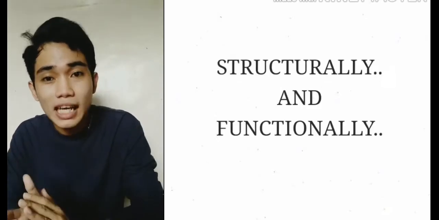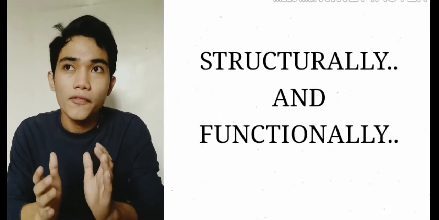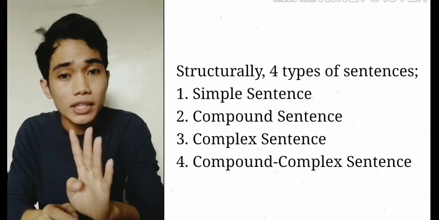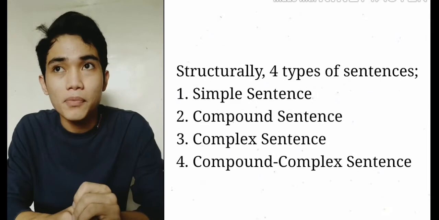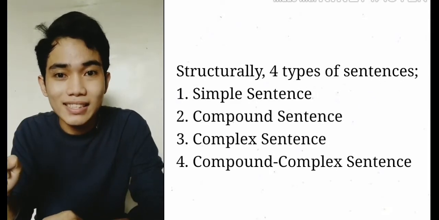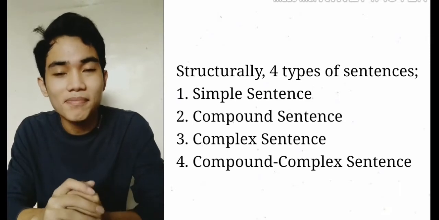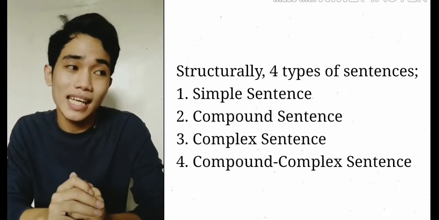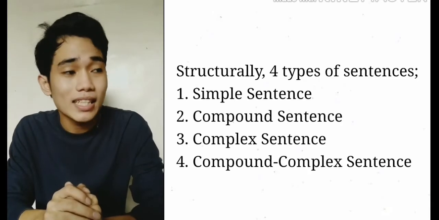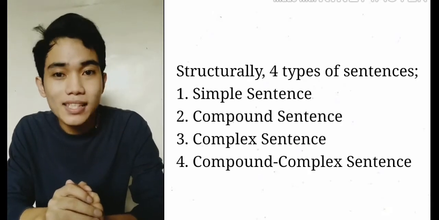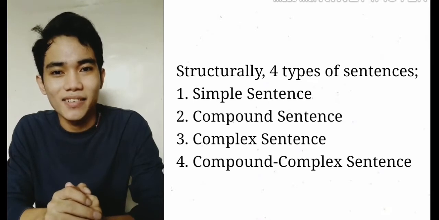Actually, there are two groups of different types of sentences, structurally and functionally. Structurally, we have four different types of sentences. The first one is simple sentence, the second one is compound sentence. The third one is complex sentence. And last but not the least is the compound complex sentence. Those are the four different types of sentences structurally.